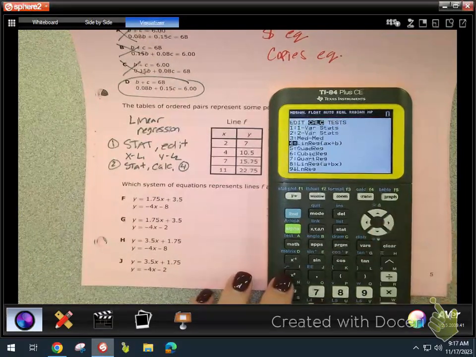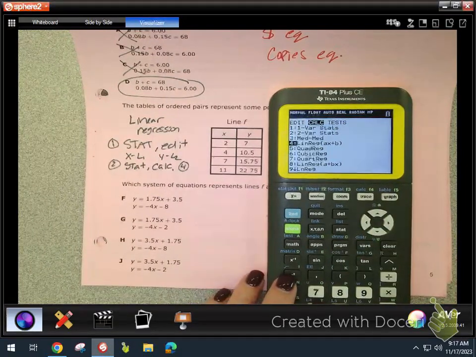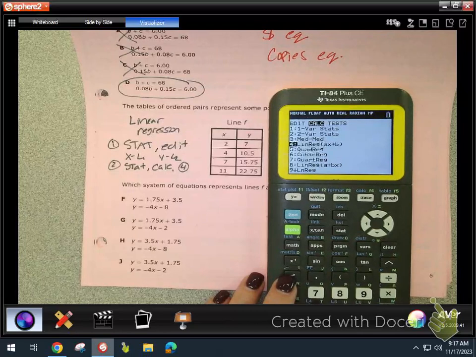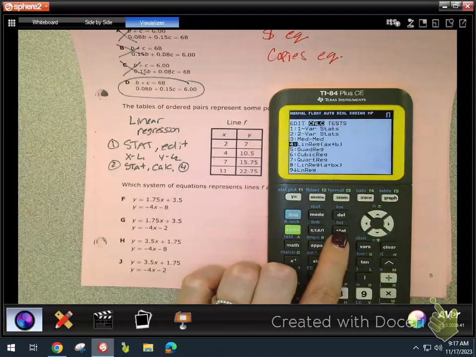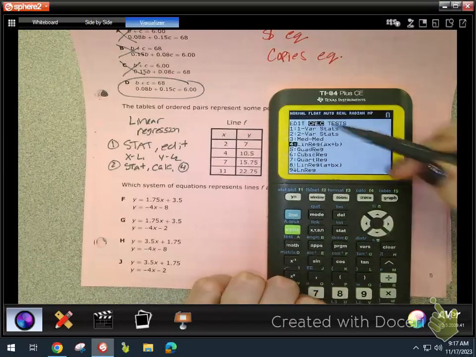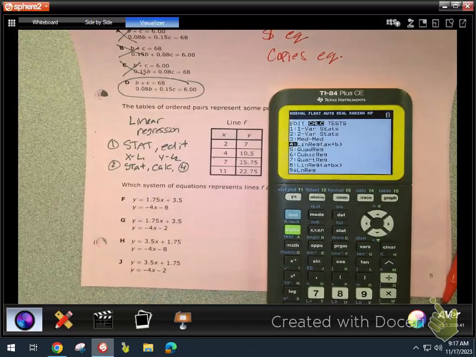Okay, and it says linear regression. So you can either scroll to 4 or just press the number 4. How do you get there? Go back to Stat. Scroll right to Calc. At the top, it says like Edit Calc Test. Yep. You go to Calc. And then you choose 4. And you press enter. Okay?